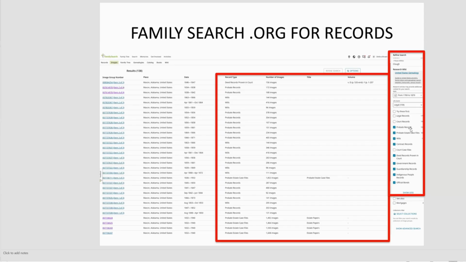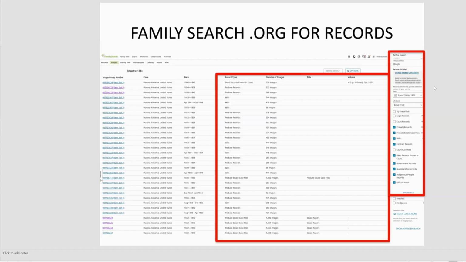Then I can choose probate records, estate case files, wills. So you can choose what particular records you want to see. They even have a category, indigenous people records, which is something I want to take a look at, now that I'm looking at the Native American records. On the left-hand side, the very last column says volume. If you ever go into a probate office, you will see book A, B, C, D, E. So this lets you know that a particular image group number contains volume D and the pages within it.